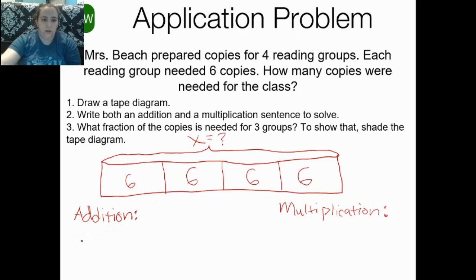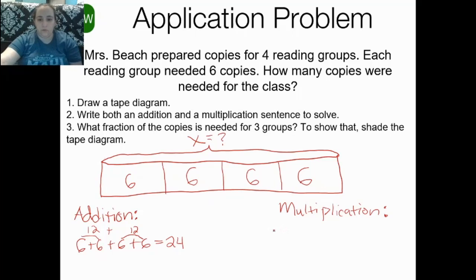Okay, so for our addition sentence, if we need to know how much our total is, we just have to add up what's inside the boxes, right? So we're going to go 6 plus 6 plus 6 plus 6. And we're going to add that up. And so once you add that up, 6 plus 6 is 12. And then you can go this 6 plus 6 equals 12. So if I think about it like this, this is 12, and this is 12. So what's 12 plus 12? Well, we know 12 plus 12 equals 24. So 6 plus 6 plus 6 plus 6 equals 24.